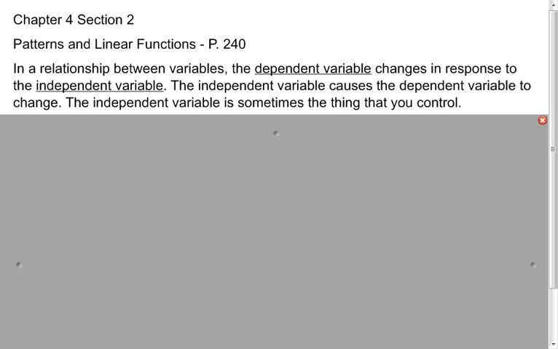In a relationship between two variables, you've got two variables, the dependent and the independent. The dependent variable changes in response to the independent variable. So it's kind of like a cause and effect thing. So one thing causes something else to happen. The independent variable causes the dependent variable to change. The independent variable is sometimes the thing that you control.